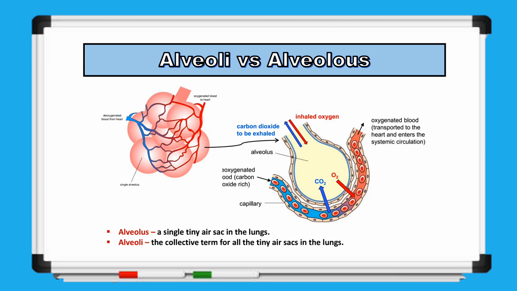So, understanding this difference helps us appreciate just how vital these structures are. Each tiny alveolus plays its part, and together, the alveoli make up the incredible surface that keeps our breathing system efficient and our body supplied with oxygen.